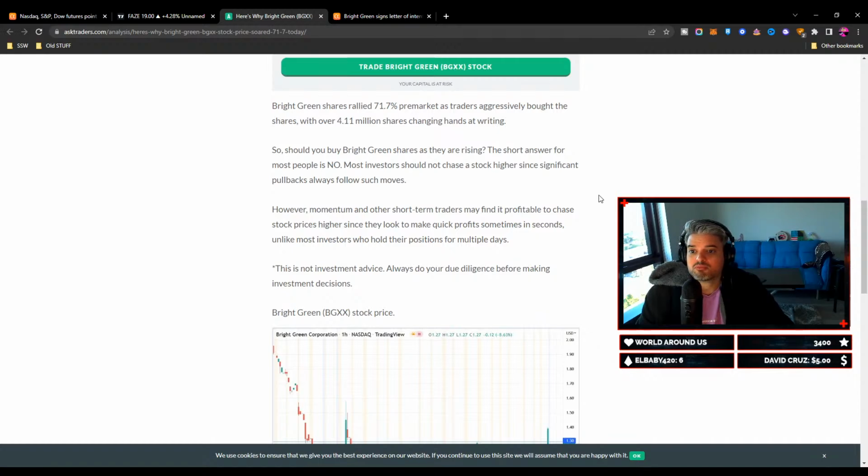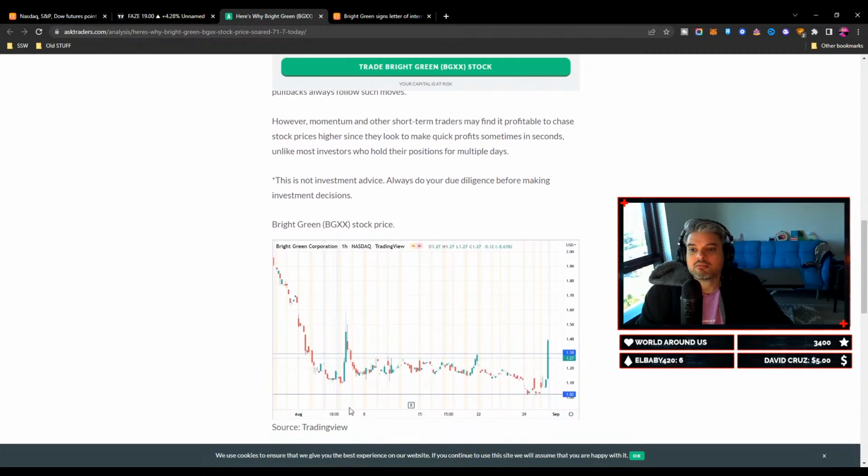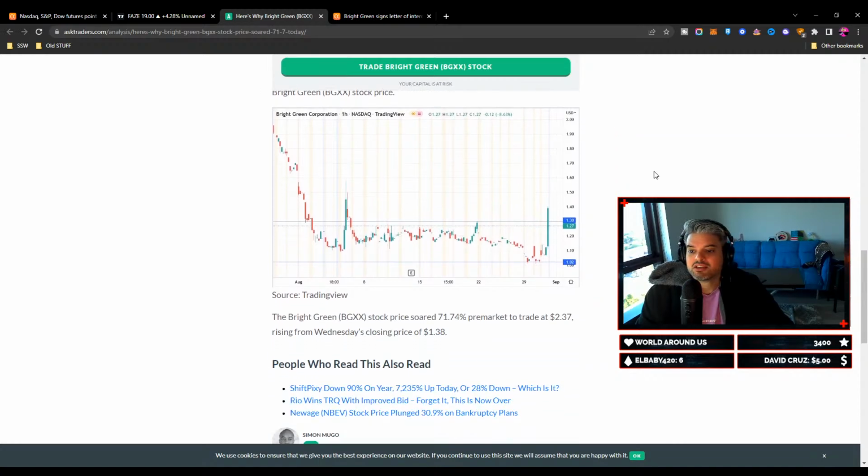The short answer for most people is no! Most investors should not chase a stock higher, since significant pullbacks always follow such moves, and I agree. However, momentum and other short-term traders may find it profitable to chase stock prices higher, since they look to make quick profits, sometimes in seconds, unlike most investors who hold their positions for multiple days. This is not investment advice. Always do your due diligence before making investment decisions, ladies and gentlemen.